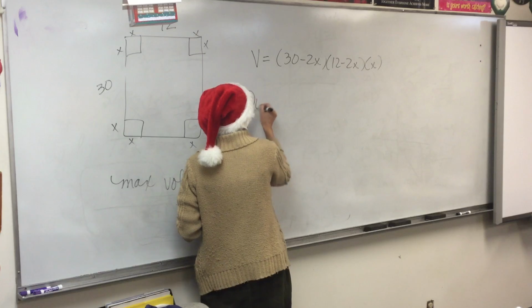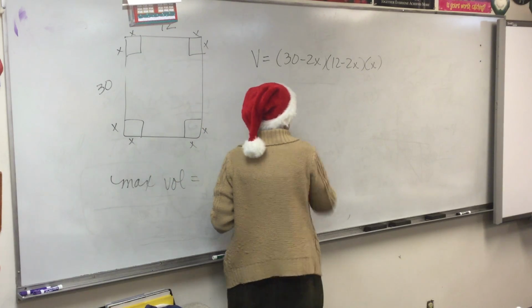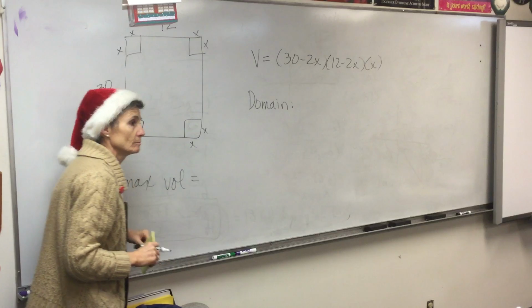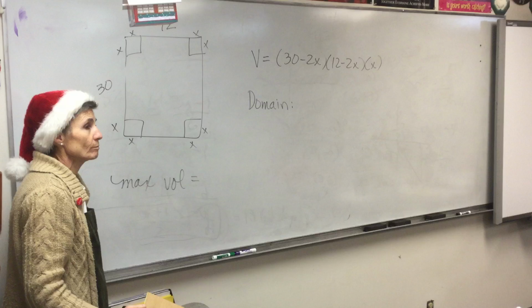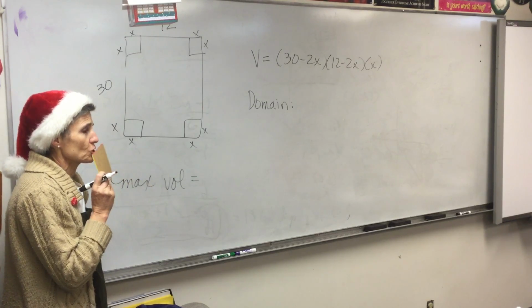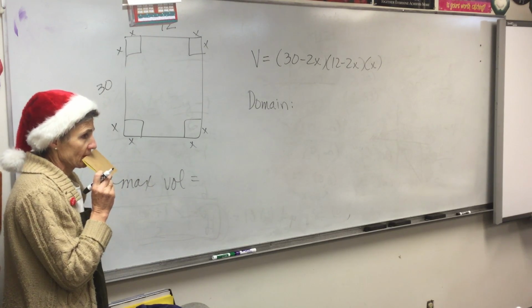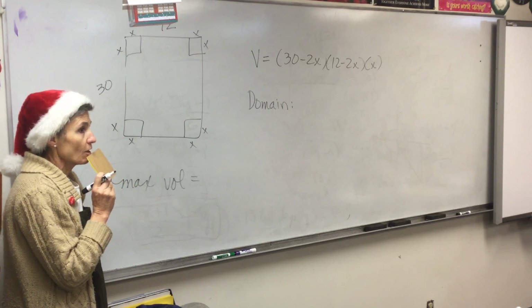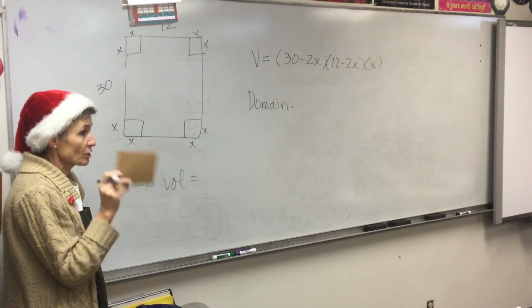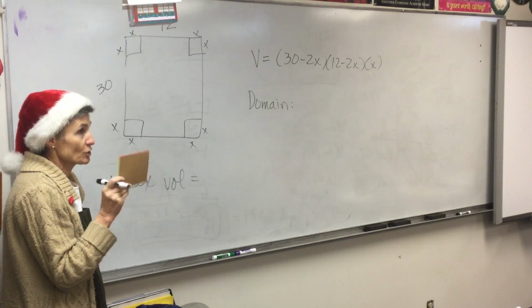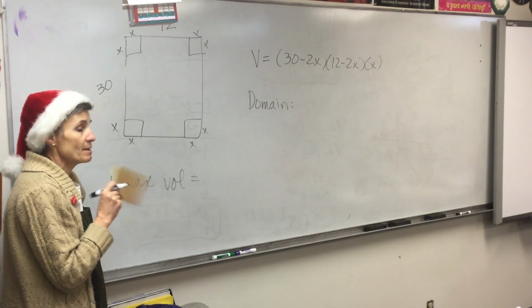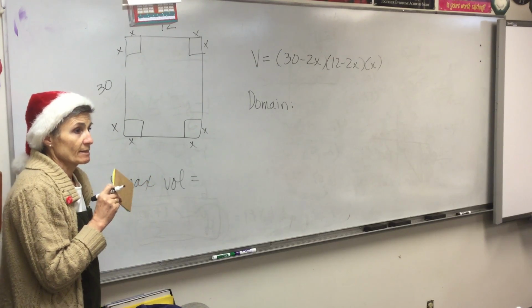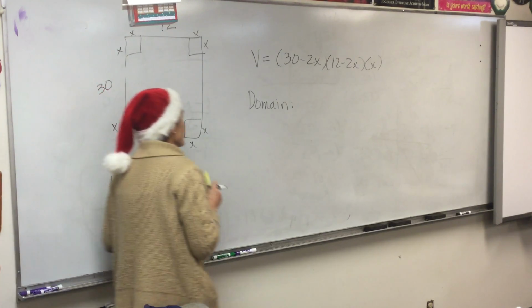Now, what's the domain? So it's going to be like 12 minus 2x. No. Well, maybe I shouldn't have spoken yet. Finish your thought. So I said it. 12 minus 2x is greater than 0, actually less than, just less than. We know that whatever x is, it can't be more than what? 6. It can't be more than half the smallest dimension.